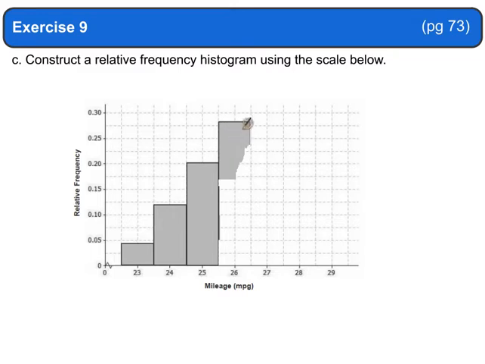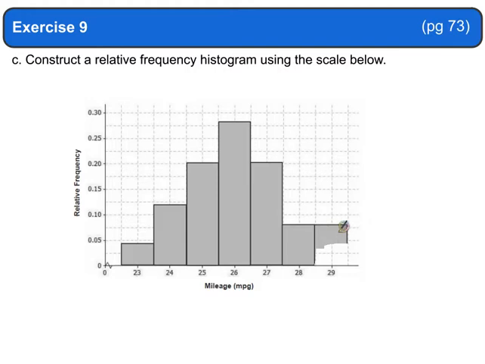So we'll go ahead and color in the rest of the bars. Again, check your frequency table and make sure yours matches. And then we get this particular shape right here. So this would be the first step in drawing that particular piece.